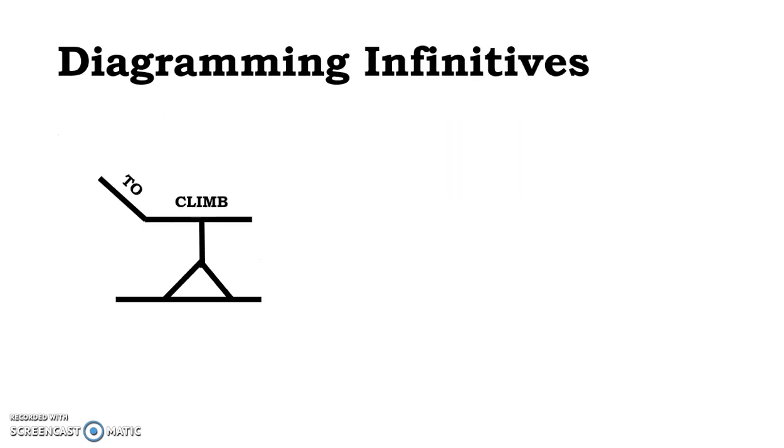Okay, diagramming infinitives. We do it like this. Another pedestal structure, but here we have this descending diagonal line, almost like a prepositional phrase, only without some connection up to a verb or a noun. So it's a pedestal that looks like this. To climb: to, part of the infinitive, goes on the descending diagonal, and then whatever verb it is in that infinitive goes on the horizontal line.